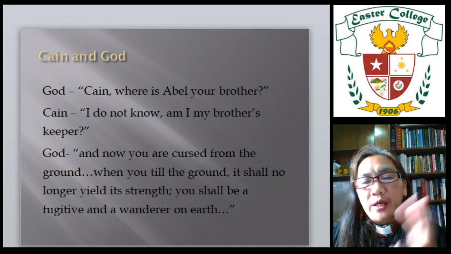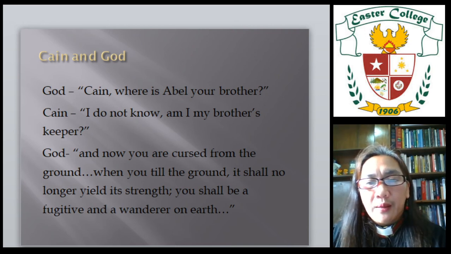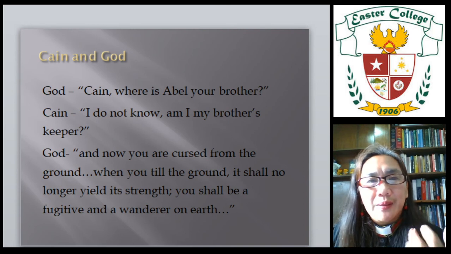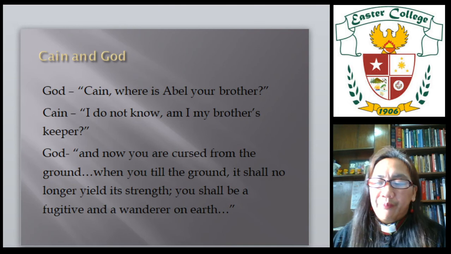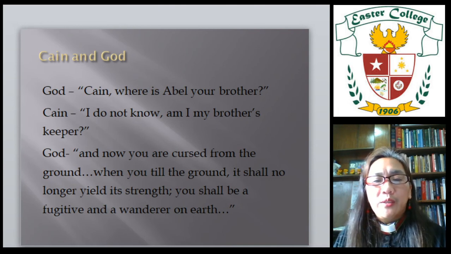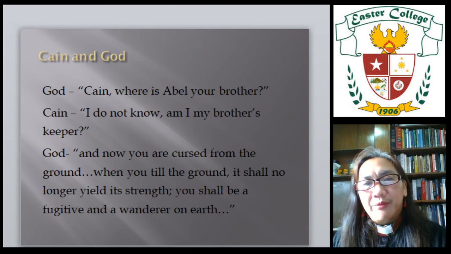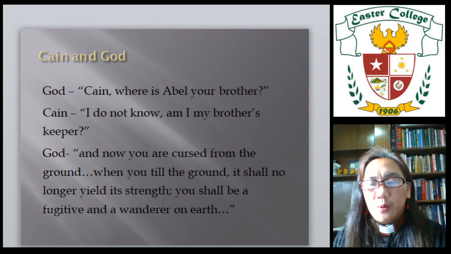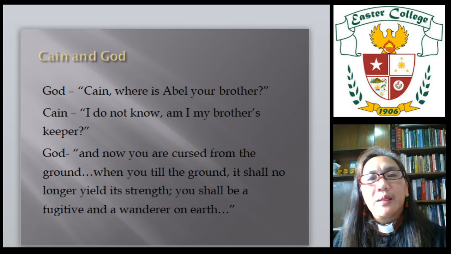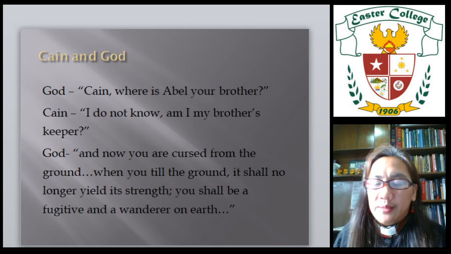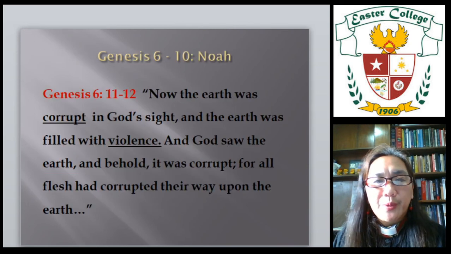Kasi nga daw yung dugo ng kapatid niya dumanak dun sa lupa. And so sabi ni God, the blood of your brother cries out from the ground. And of course, you will not be settled throughout your life. You will be a fugitive and a wanderer on earth. Binigyan pa siya ng mark para walang papatay kay Cain, pero talagang pagdusahan niya yung kanyang kasalanan. So that's the first murder.